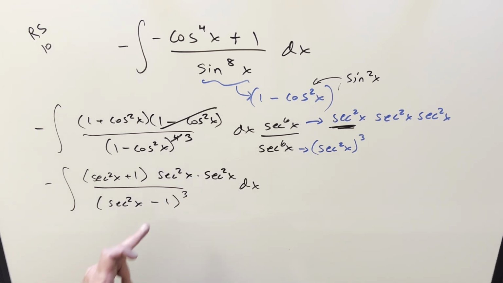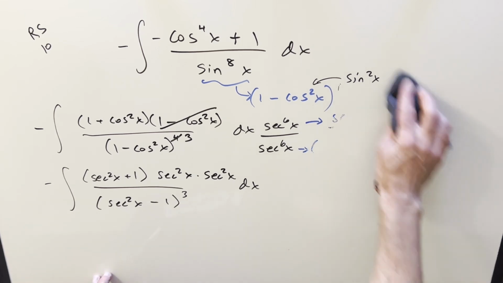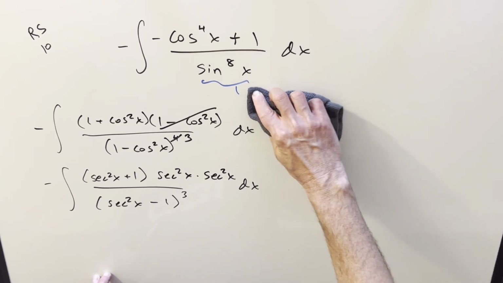Because the strategy we can use on these secant squared integrals is if we can get everything in terms of tangent, except for 1, then we have a substitution. Because basically, let me make a little space, because I'll show you the substitution I want.